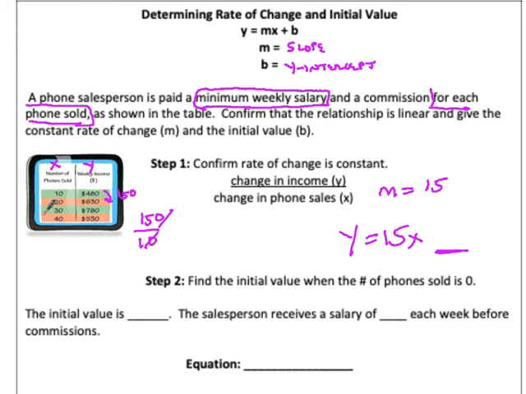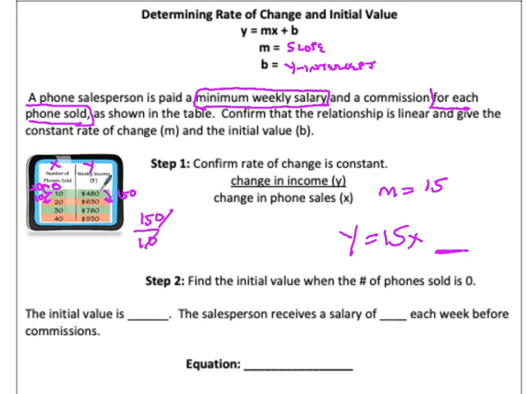So the trick with finding the y-intercept when looking at a table is we go backwards in our table until x is 0. Because when x is 0, that tells me, if they sold no phones, how much money would they make? That would be their starting value. That would tell me their initial salary. So I can go backwards in my table. I was counting up by 10 each time here. Well, if I go down 10, that would take me to 0.